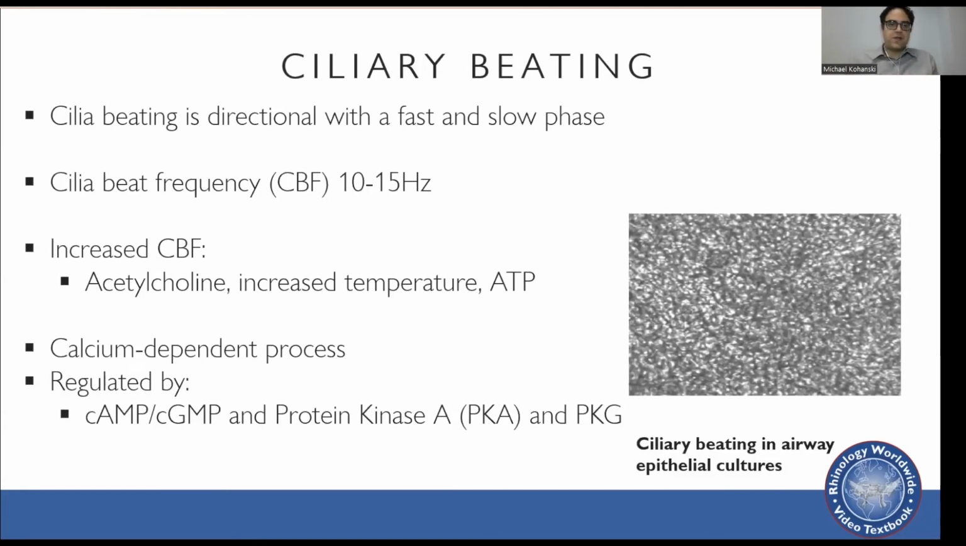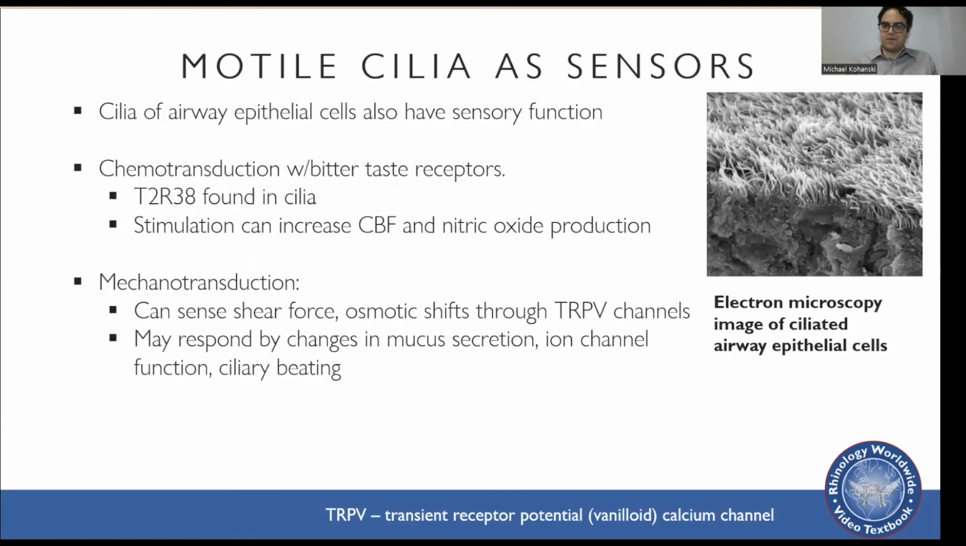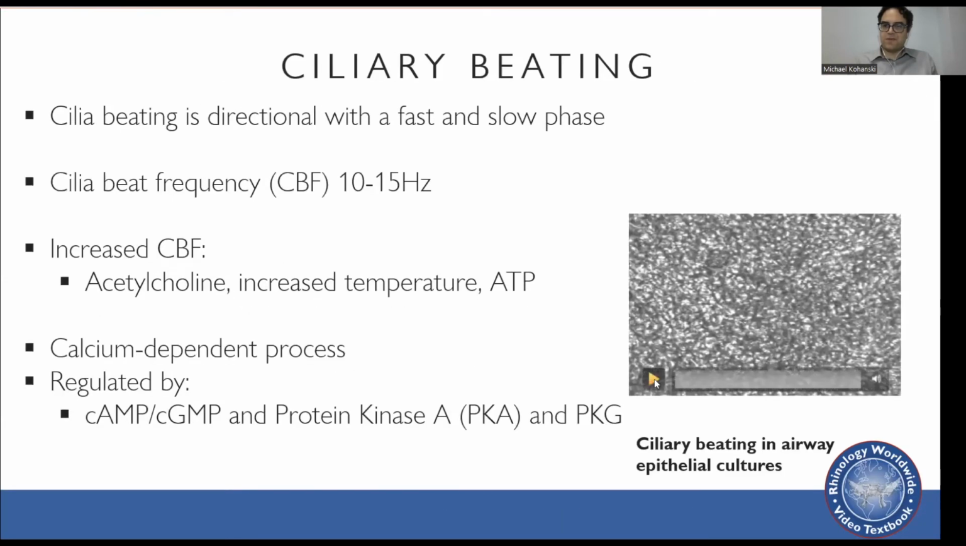So ciliary beating is directional with a fast and a slow phase, and ciliary beat frequency in the upper airway is about 10 to 15 hertz. And this is just a short video showing that ciliary beating. You can see that the flickering of the cilia is occurring mostly in a single direction here.